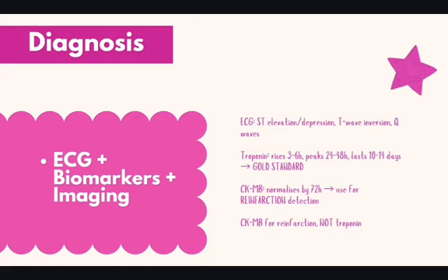And next are the biomarkers. Troponin I and troponin T are the gold standard biomarkers. They rise at 3 to 6 hours after the MI and peak at 24 to 48 hours, and they stay elevated for up to 14 days. They are highly sensitive and highly specific for myocardial injury.